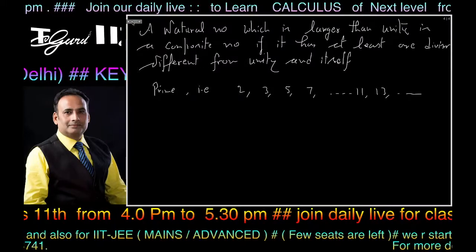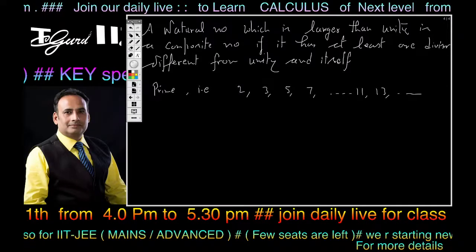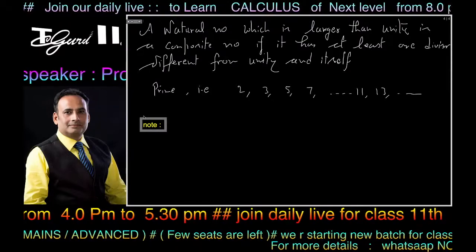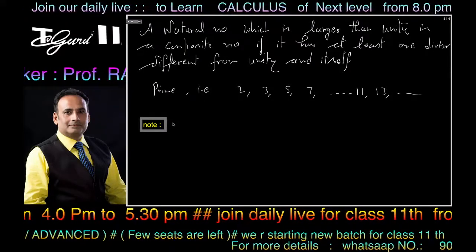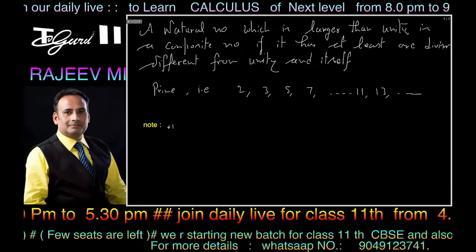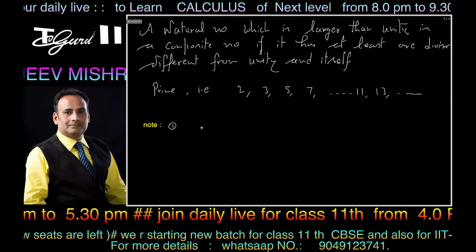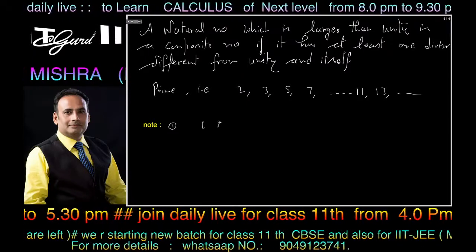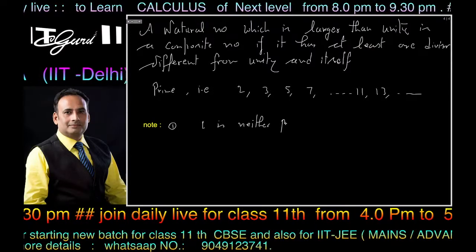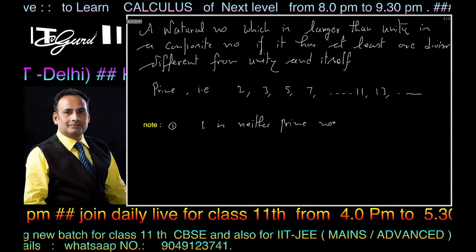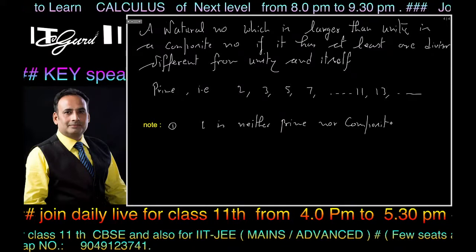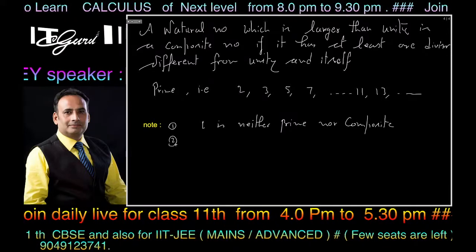Here you can make some note points. Note number 1: one is neither prime nor composite. Is this clear? Is it true or false? One is neither prime nor composite. Clear? Second note.